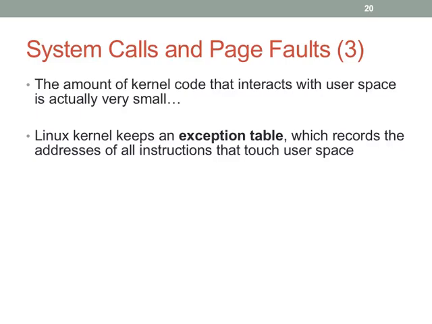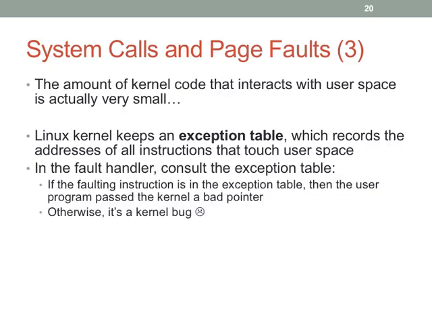Okay? So basically what the kernel does, and this is in the system call service routines and so forth, is it'll say, hey, I'm about to touch user space. Hey, I'm done touching user space. And it'll record those address ranges into this thing called an exception table. And the exception table just says, these are the addresses of instructions in the kernel that interact with user space.